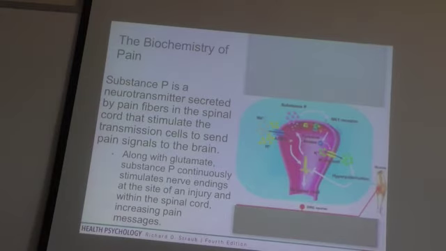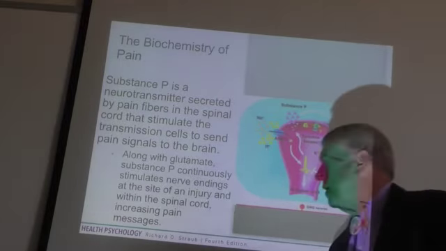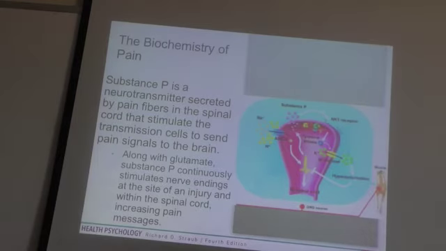Along with glutamate, substance P continuously stimulates nerve endings at the site of an injury and within the spinal cord, increasing pain messages. Now this gets really interesting because we can block those pain messages. There's a way to block the pain messages. And we do it all the time. We do it ourselves. And we do that by creating a counter feeling.